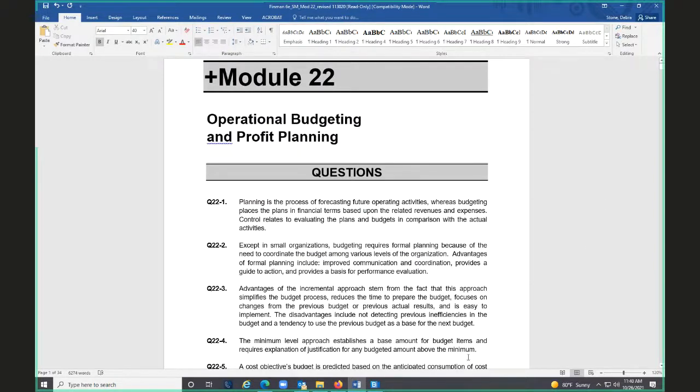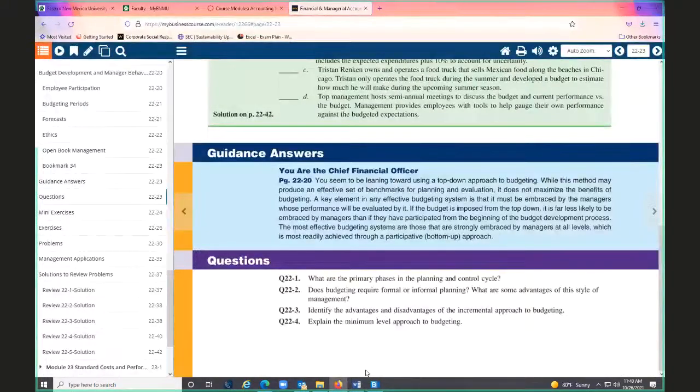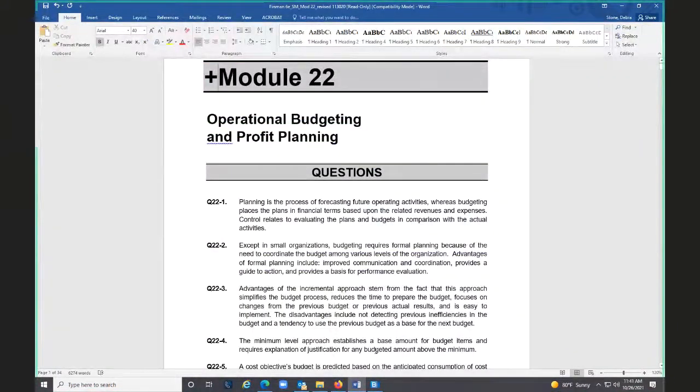And what about the next question that we have here? It has to do with identifying the advantages and disadvantages of the incremental approach. Here, this is going to simplify it because it reduces the time to prepare the budget, focusing on changes from a previous budget. The disadvantage is it's not really focusing on inefficiencies that would have been in your previous budget that you didn't know about. So that's another problem with that one.